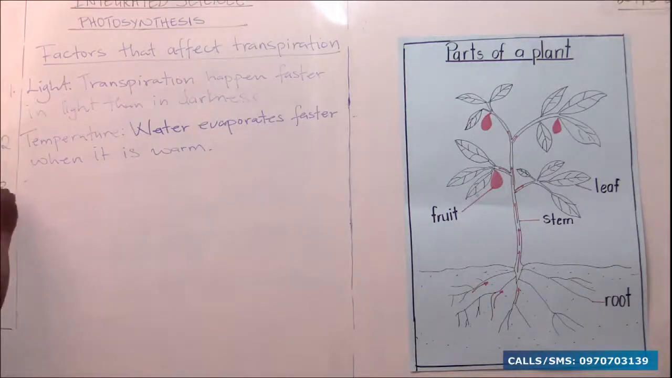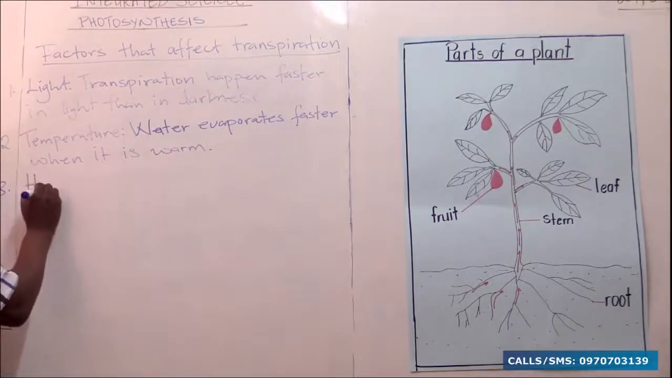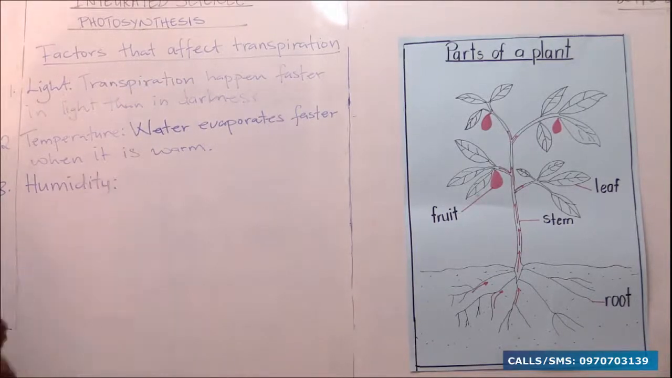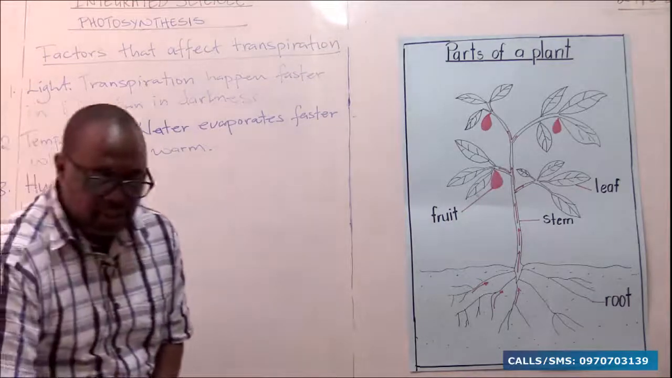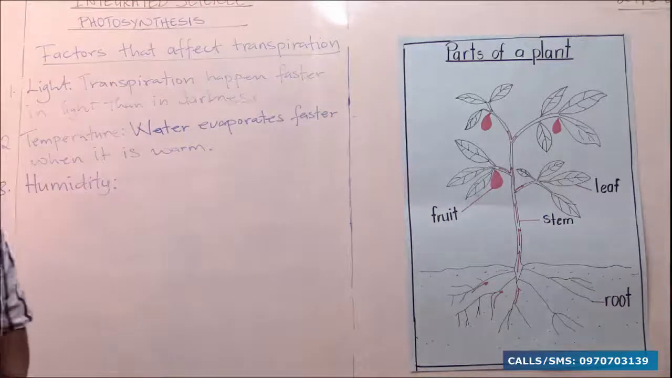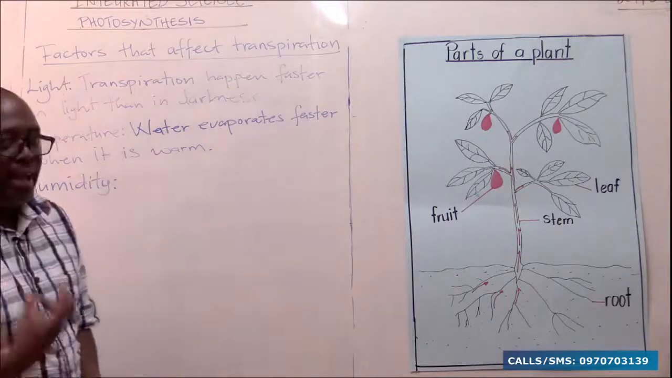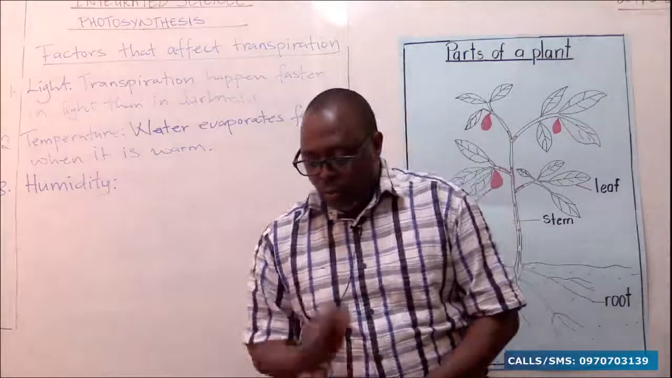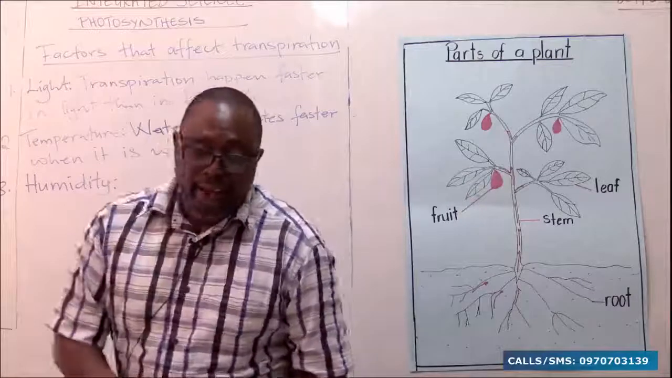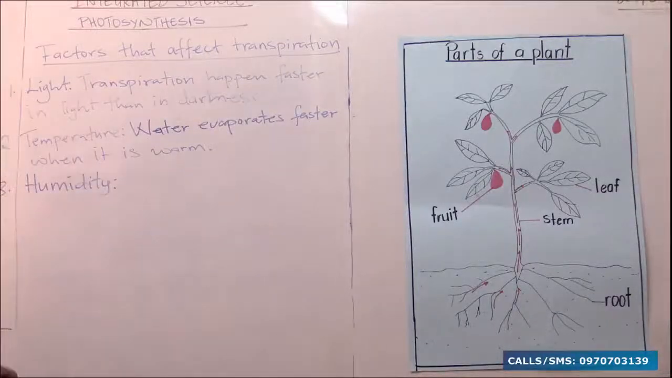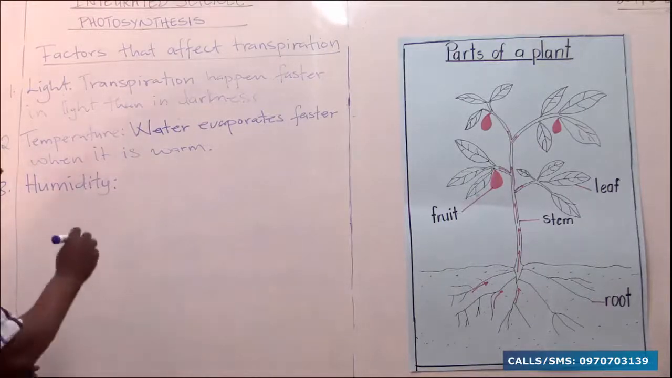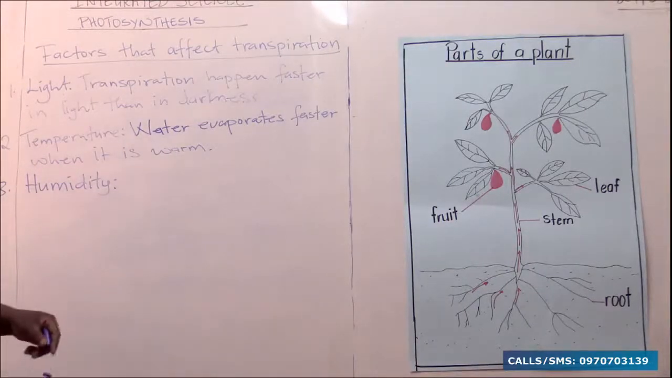Our next point we're going to look at is humidity. When the air is dry, humidity is low. So when the air is dry, the leaves lose more water. I'll just write the points, so they can be copied down as I'm writing.